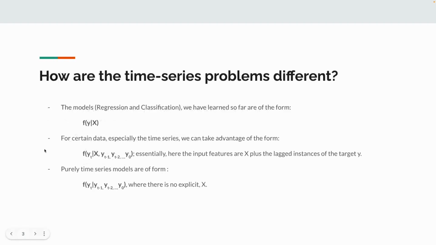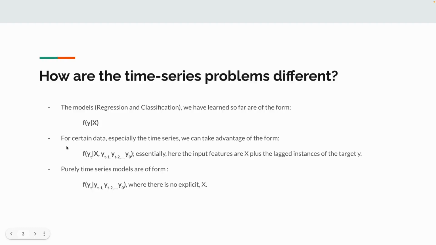Let's first understand how time series problems are different from non-time series problems. So far, we have talked about regression and classification models, and if you pay attention, these models are learning the relationship between y and x. Given x, you want to learn a function f that will predict y. If y is numeric, then we call it a regression problem, and if y is a categorical variable, then we call it a classification problem.